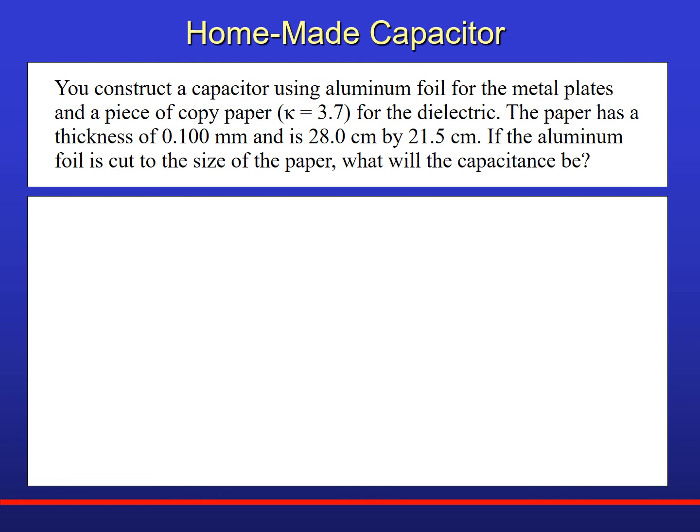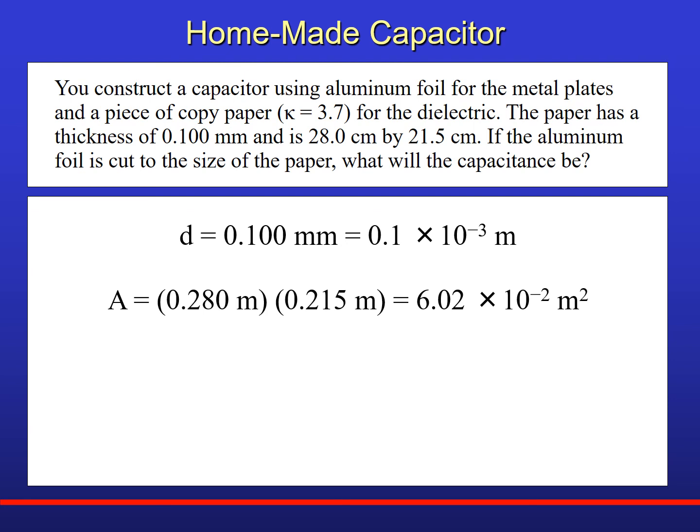First thing, what is d, the separation between the 2 plates? 0.1 millimeter. Milli is 10 to the minus 3. So 0.1 times 10 to the minus 3 meter. Area. 28 centimeter by 21.5 centimeter. Centi is 10 to the minus 2, the same as dividing by 100. So you want to convert them before you multiply them. Make sure you get the right powers of 10.